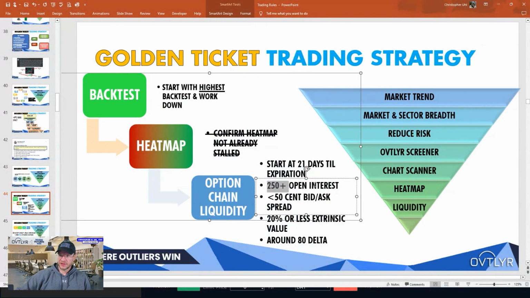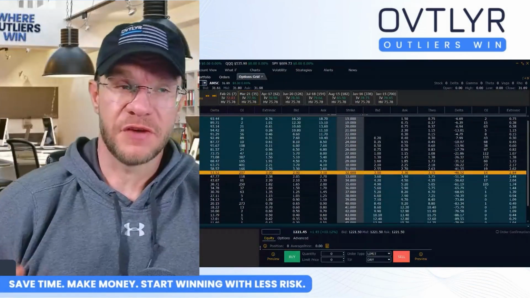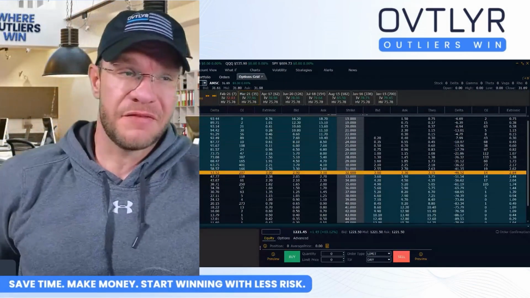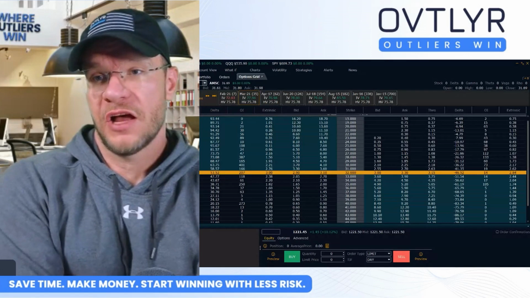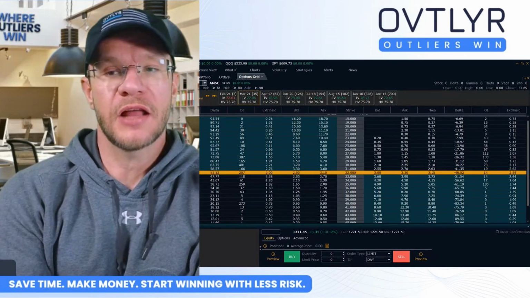Next, 250 plus open interest. Here is a big pro tip. I have never found options volume to be reliable at all. I'll put on trades and it doesn't show up, and I'm like, well, clearly that doesn't work. So I look at open interest.